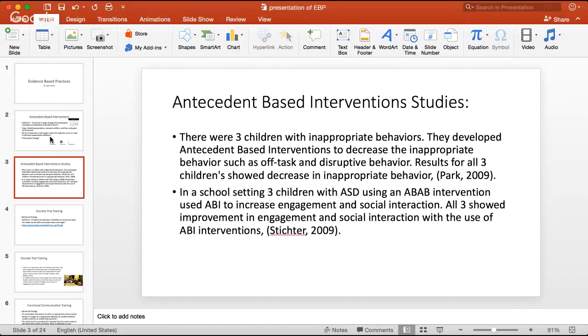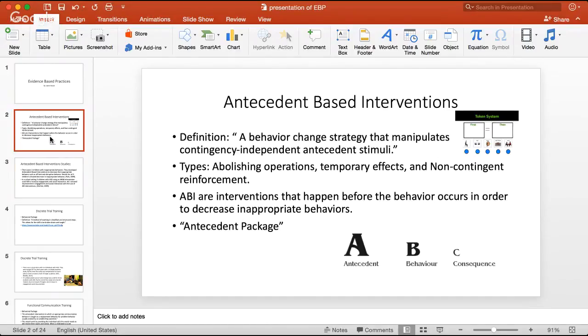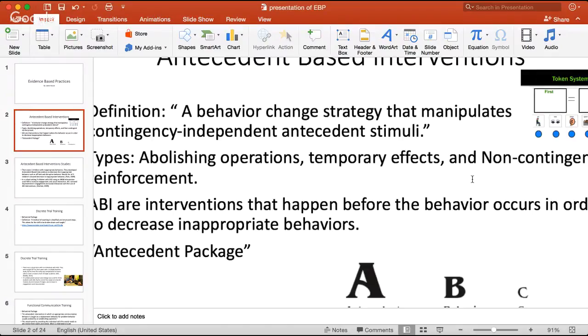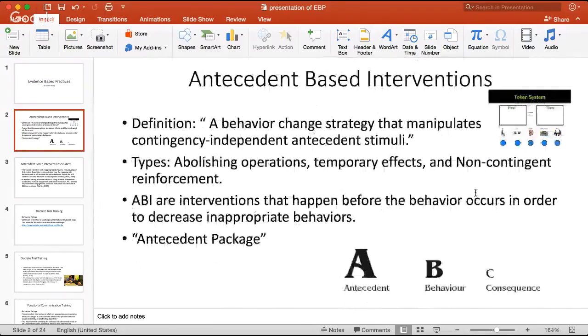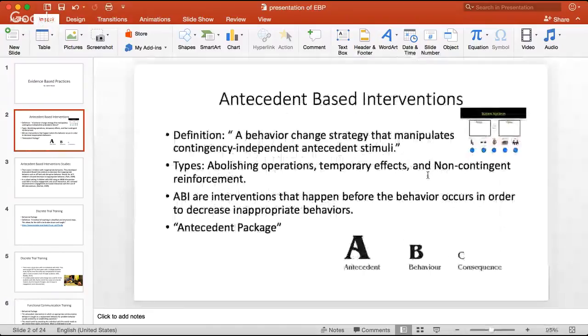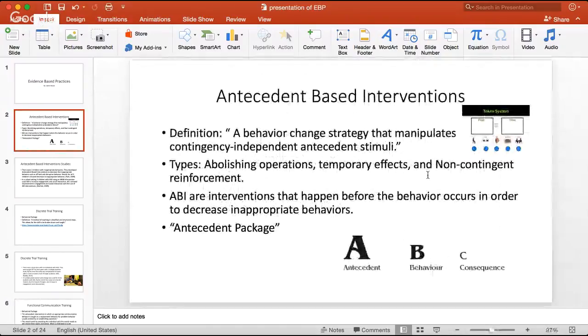I want to go back to the top right of this slide, because if you look, there's a token system, which is a great antecedent intervention. On the bottom, if you look over here, it shows what's expected of them. And then there's a first-then board. So before the behavior happens, they know what's expected of them, so they can see that. That's a great antecedent intervention. Another one is a schedule, anything that helps them prevent that behavior from happening.